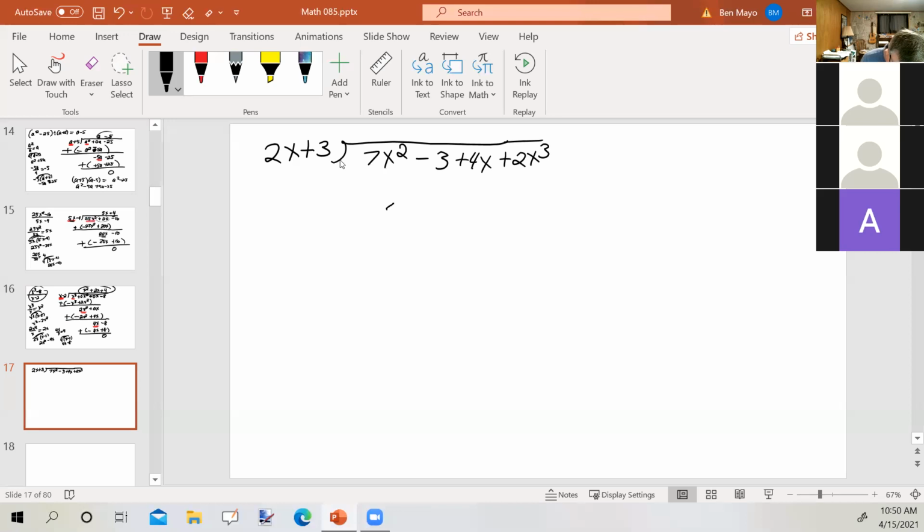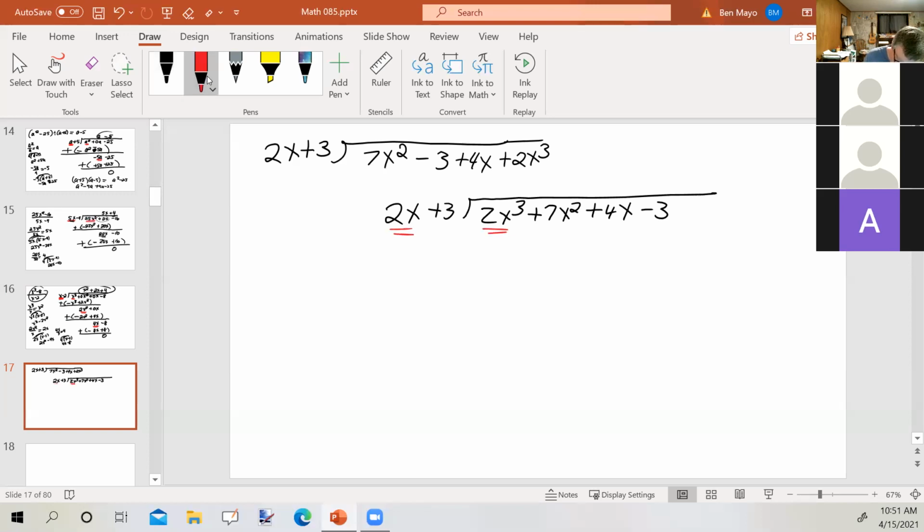So we rearrange it: 2x plus 3 outside. On the inside, we'd have 2x cubed plus 7x squared plus 4x minus 3. So again, there are no missing powers where I have to put a 0, but I need those in descending powers of x. X cubed, x squared, x to the first power, no x at all, or x to the 0 power. Okay? So now we'll proceed.